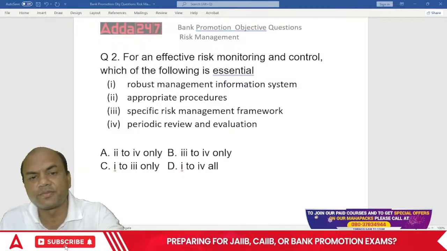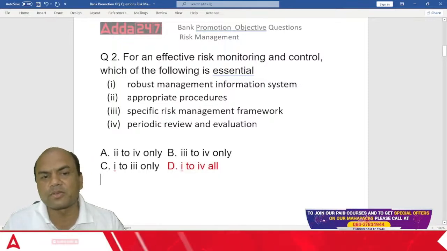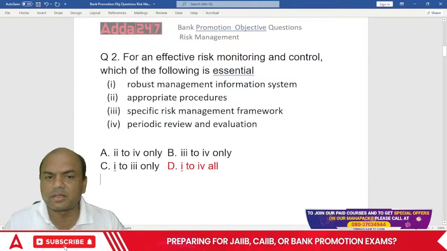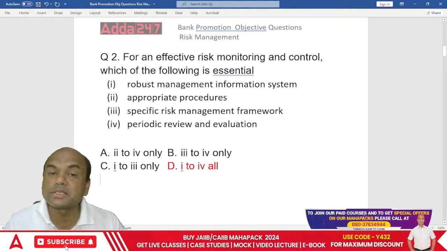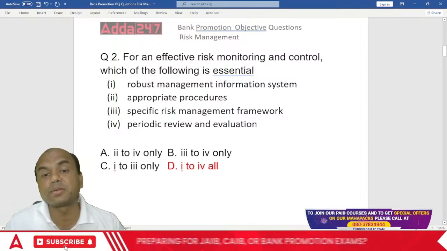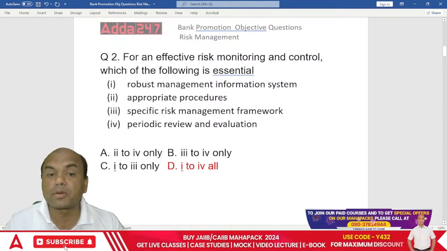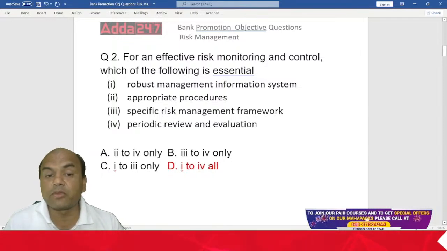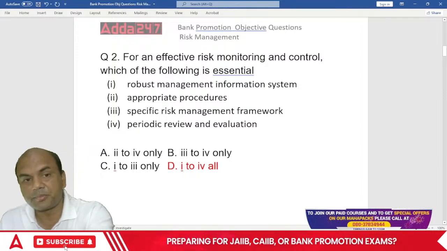So the answer is easy, quite easy. The answer is D, 1 to 4 all. All the things are required. MIS is required, and what is MIS? Management Information System. It means whatever happens in the branch or in the banking system, it should immediately be known to the top management as well as the board of directors. Then appropriate procedures should be there, a risk management framework should be there, and periodic review is very much essential. That's why we have audits, right?